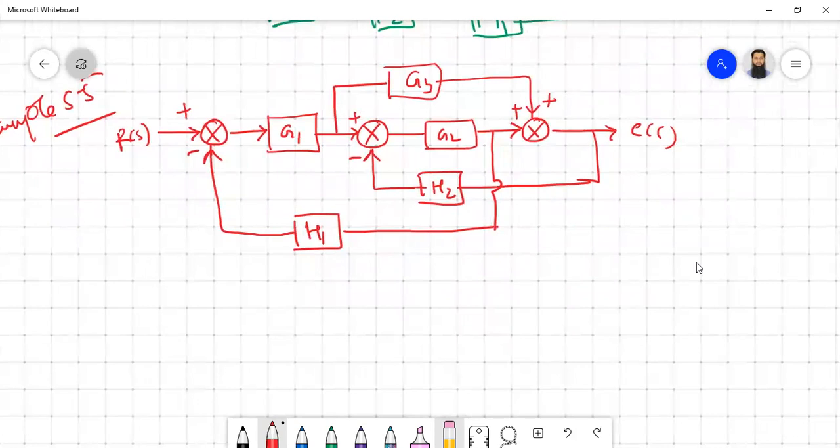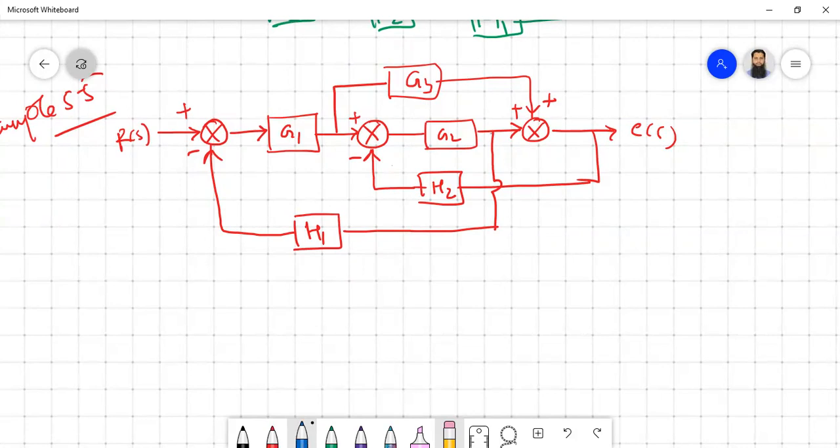So definitely there is no cascade, there is no feedback because of the presence of the junctions, some junctions, and the pick-off points in between. So nothing can be done. Nothing, absolutely nothing can be done in this particular example. So definitely we have to apply those critical rules to start solving it.